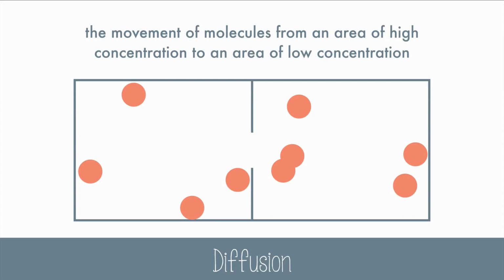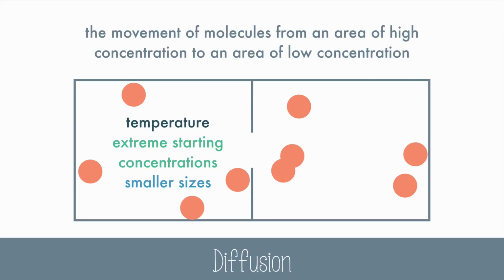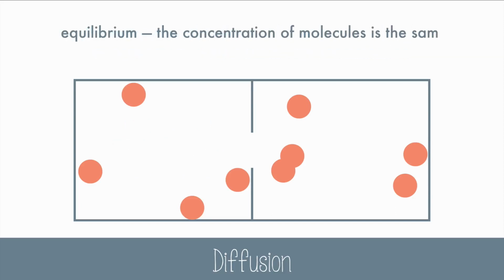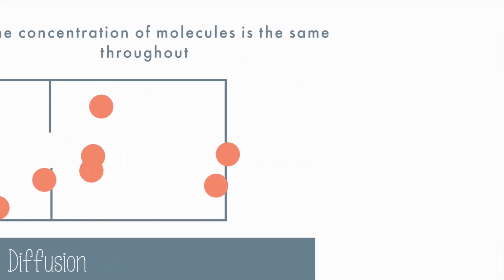Now, there are three factors that affect the rate at which they move, and those are temperature, the starting concentration, and the size of the particles. Particles at a higher temperature, more extreme differences in starting concentration, and smaller sizes all tend to diffuse at a faster rate. The diffusion of particles will continue until they reach equilibrium, where the concentration of the molecules is the same throughout. Cell membranes aren't the only things that experience diffusion. It's happening all the time.